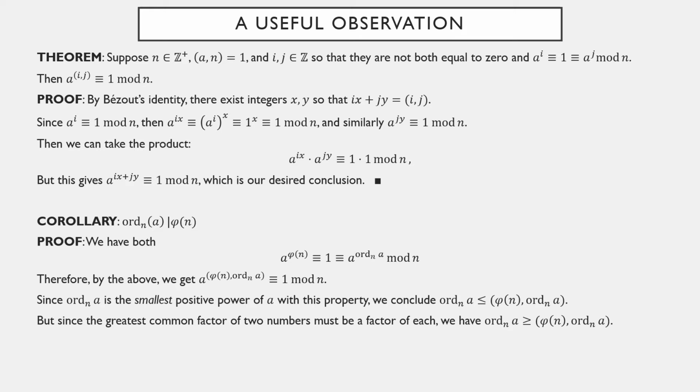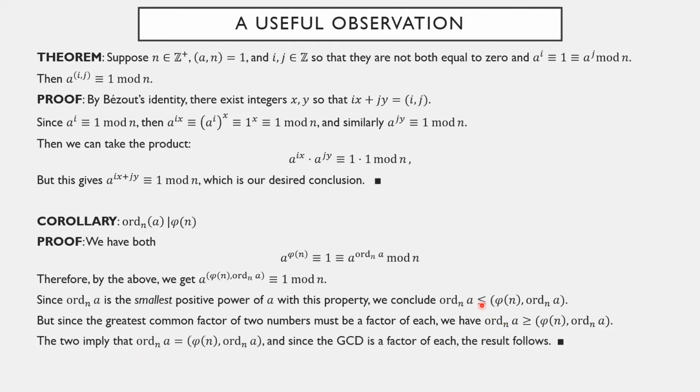However, we can also say the GCD of two numbers is a factor of both of them. So whatever this greatest common factor here is, it is a factor of the order of a. They're all positive numbers, so the factor is less than or equal to the positive number it's a factor of.